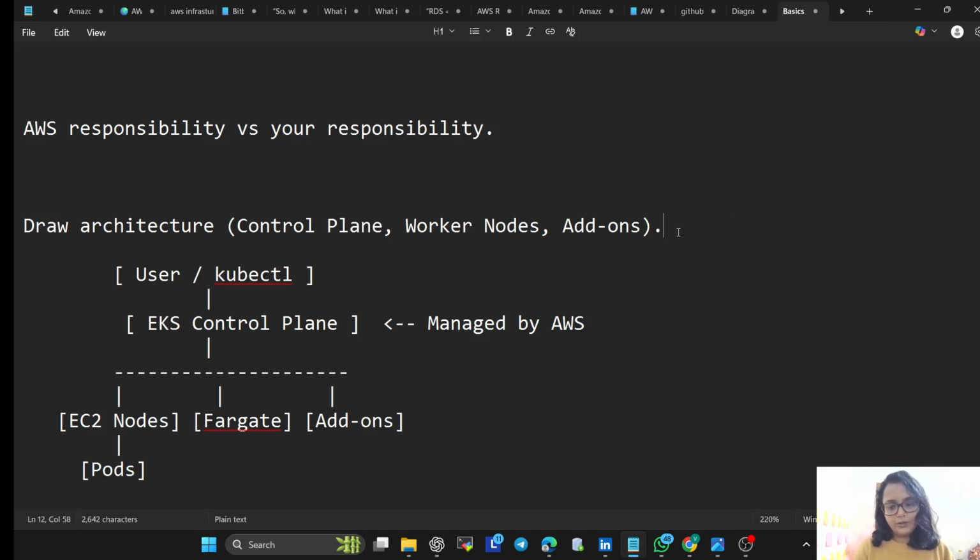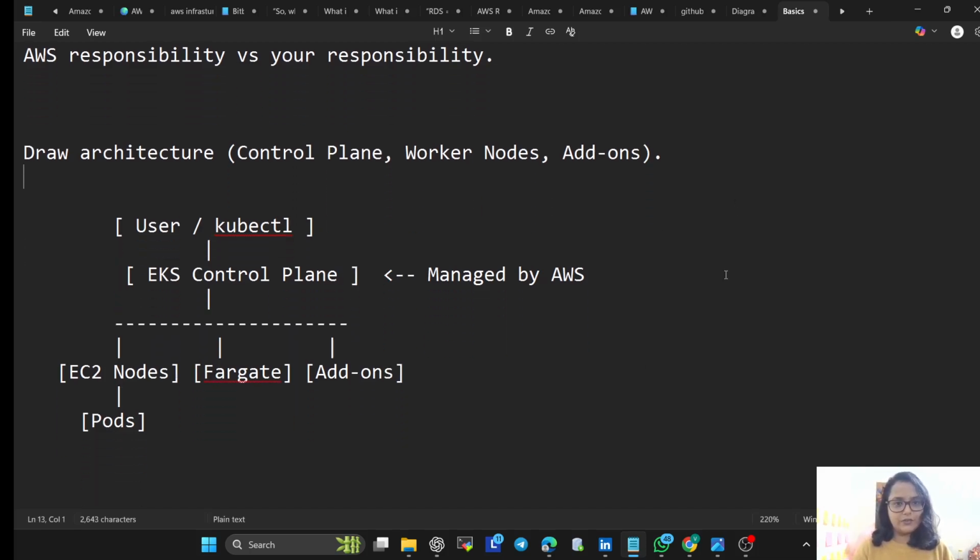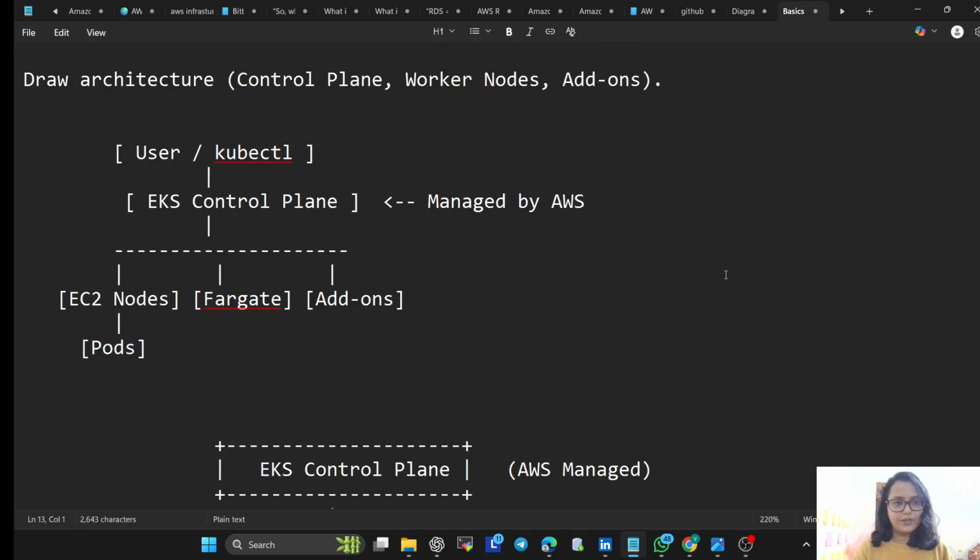Before going to explain this architecture with you guys, I want to explain what is control plane, worker node, and add-ons. If you ask me about the architecture, the control plane will be managed by whom? The control plane will be managed by AWS, and that is the worker node. AWS managed, and EC2 nodes or Fargate. Fargate means serverless. So that will be add-ons and pods.